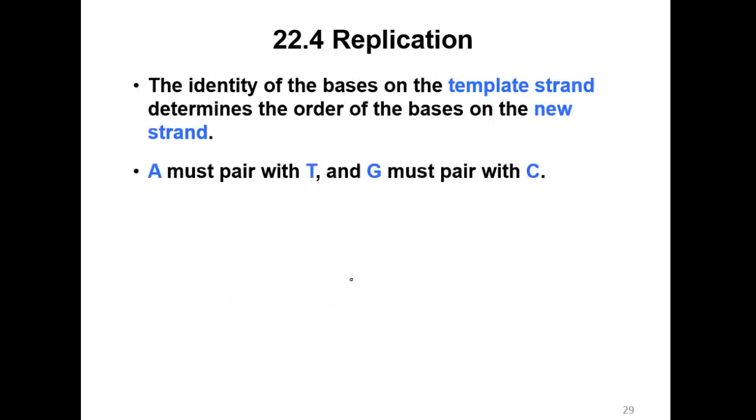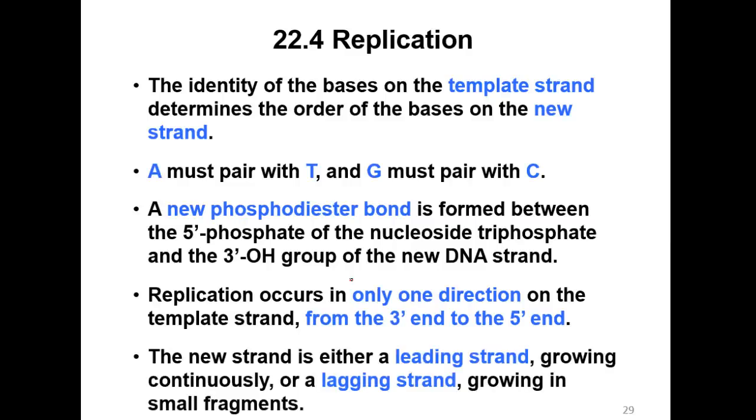They talk about it here in replication. The identity of the bases of the template strand determines the order of the bases on the new strand, and it's always the opposite. So A must pair with T, G must pair with C. The new phosphodiester bond is formed between the 5-phosphate and the 3, which we've already learned. There's nothing new there. Replication occurs in only one direction, from the 3 end to the 5 end. And the new strand is either leading, meaning it's growing continuously, or lagging, meaning it's growing in small fragments.